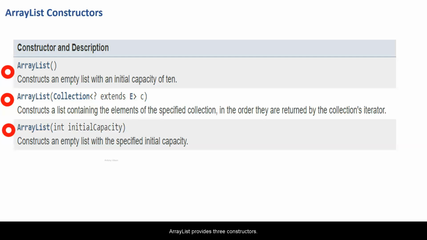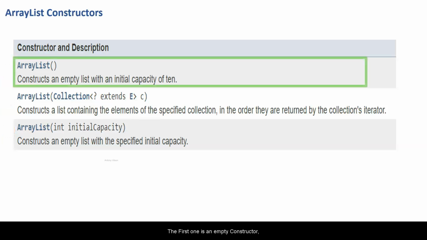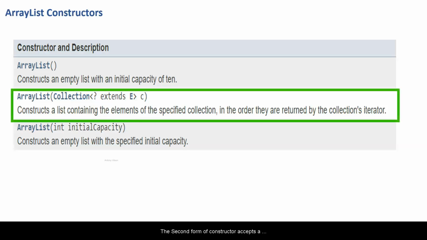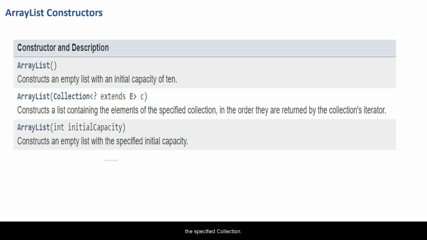ArrayList provides three constructors, such as in three ways we can initialize ArrayList during the creation of an ArrayList object. The first one is an empty constructor, which creates an empty list with an initial capacity of 10. The second form of constructor accepts a collection and creates a list containing the elements of the specified collection. Any subclass of the Collection interface can be passed as a parameter, such as LinkedList, TreeSet, and so on.